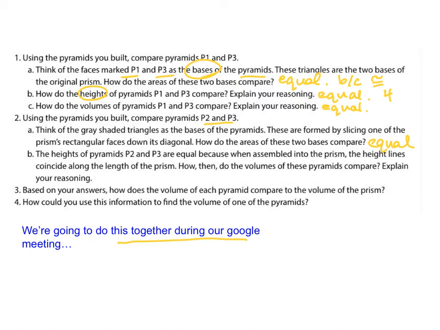The heights of the pyramids are equal because when assembled into the prism, the height lines coincide with the length of the prism. How then do the volumes of the pyramids compare? They are equal. If the areas of the bases are equal, they're both big B, and the heights are equal, then the volumes are equal. Okay, volume is big B times H.